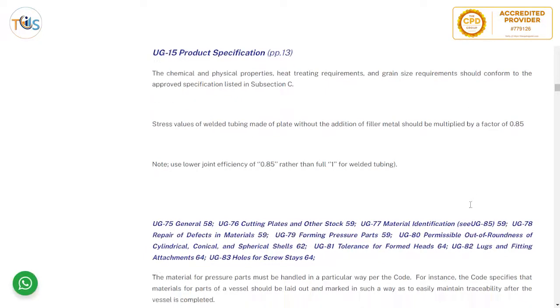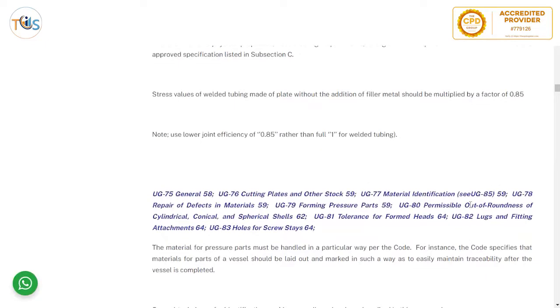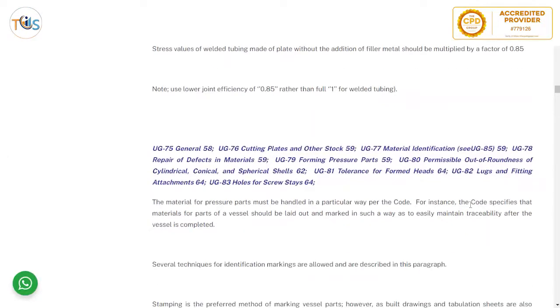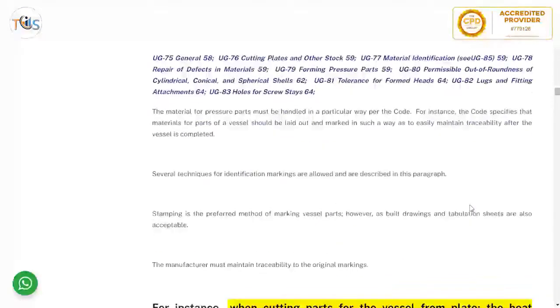The chemical and physical properties, heat treatment requirements, and grain size requirements should conform to the approved specification listed in subsection C. The stress values of welded tubing made of plate without the addition of filler metal should be multiplied by a factor of 0.85. So that is the joint efficiency, actually. Now use a lower joint efficiency of 0.85 rather than the full one for welded tubing. Now there are some other requirements here. We just summarize them from 58 to 64.